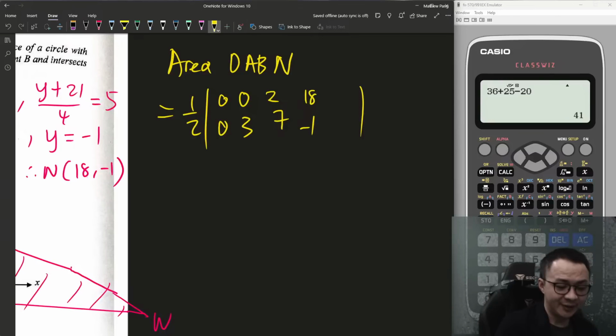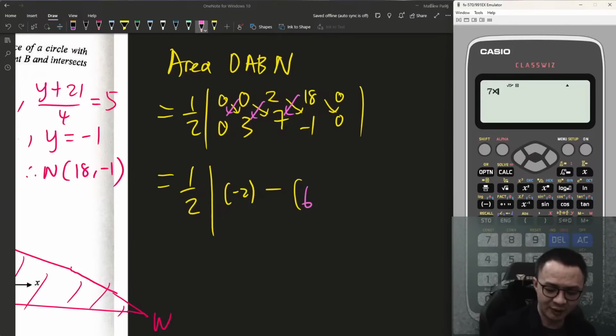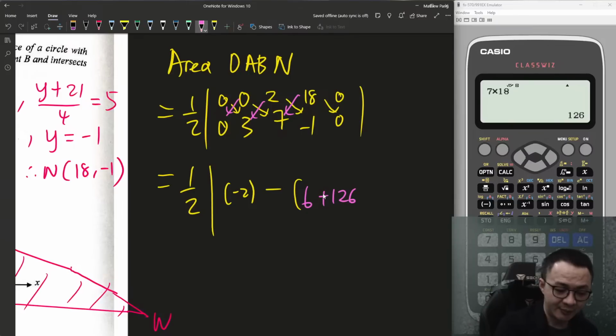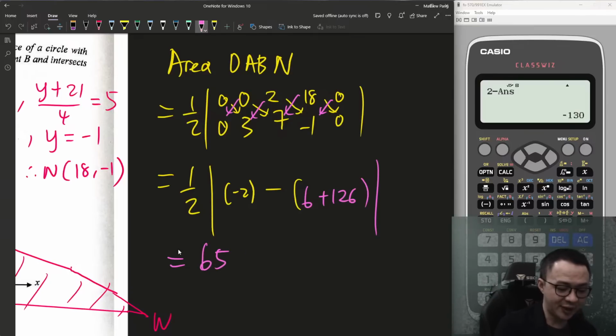And then repeat the first O. Then we will do this one. The origin is (0, 0). Multiply, get 0, multiply get 0, multiply get -2. Then that one multiply is 0. Then minus the opposite direction, multiply 0. I will get 6 here. I will get 7 multiply 18. Plus 1 times 2, 6. Multiply here get 0 again. So plus 6. So 2 minus the answer. Then this one divide 2, right? 65 units square.